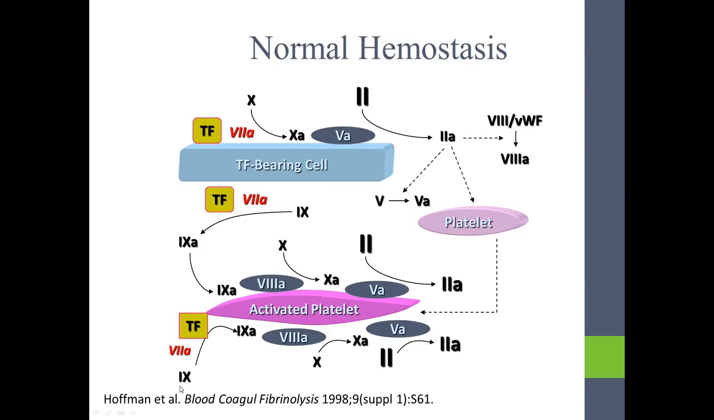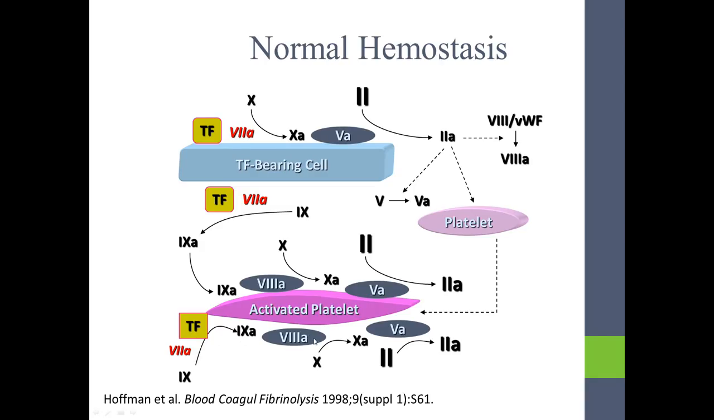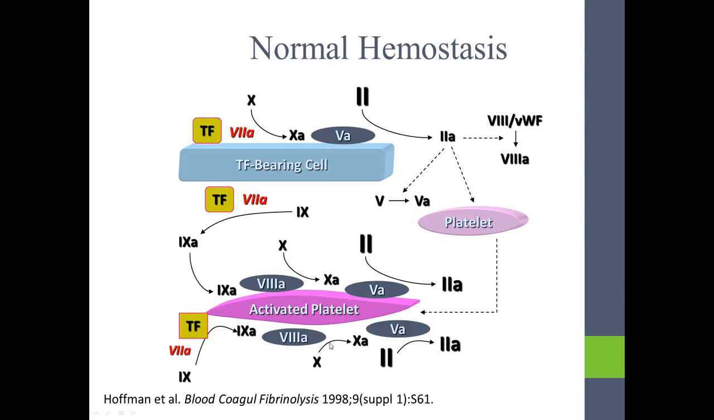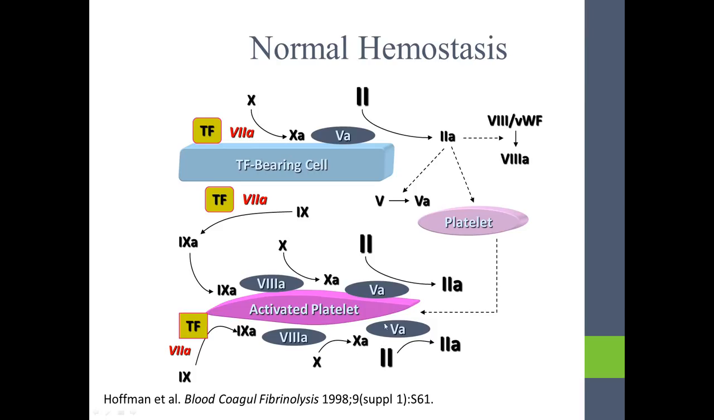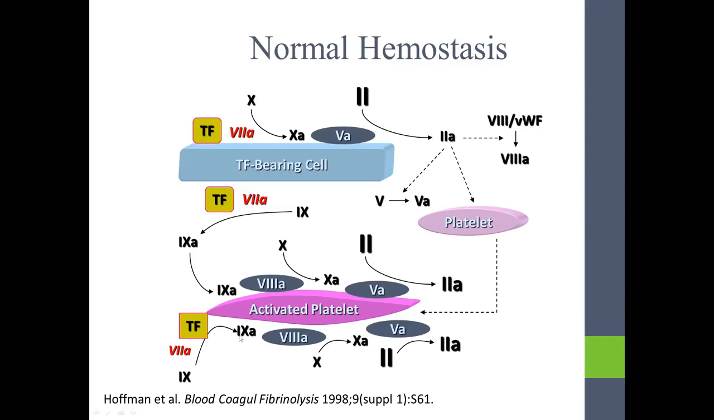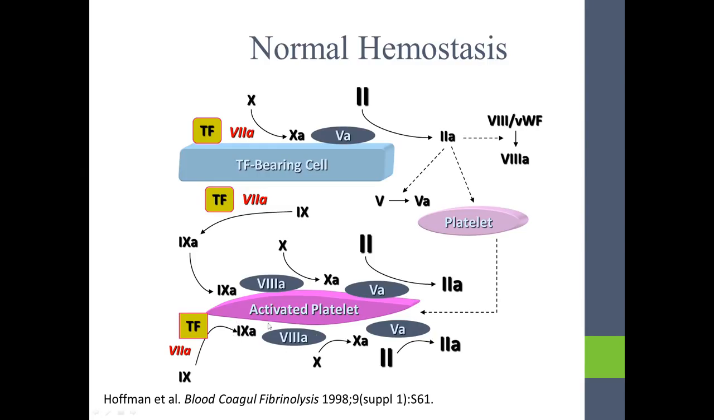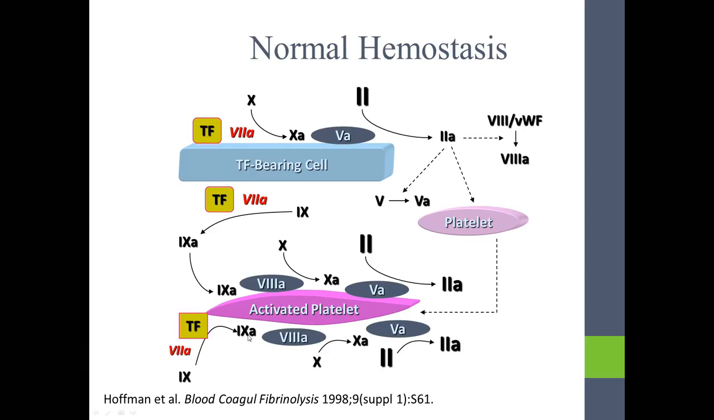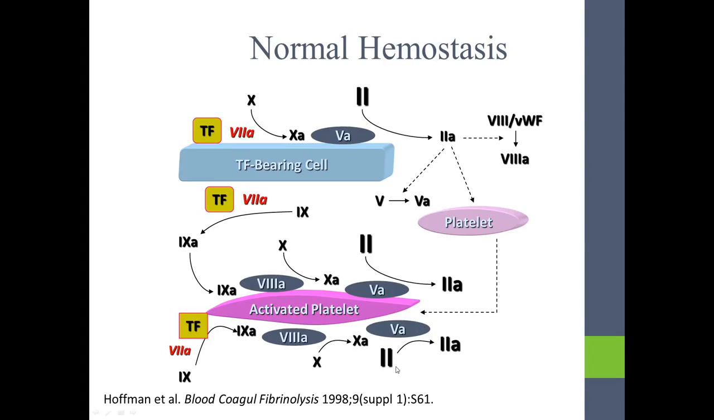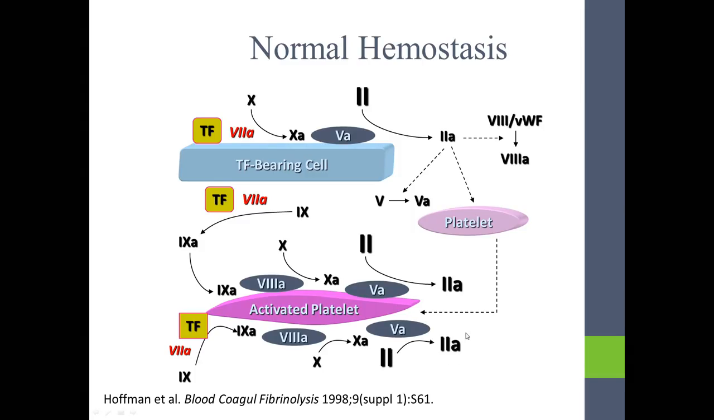Factor 9A and factor 8A can activate factor 10A, and this in combination with 5A activates thrombin. This complex, 9 and 8, is called tenase. 10 and 5 are called prothrombinase. 2 is called prothrombin, and 2A is called thrombin.